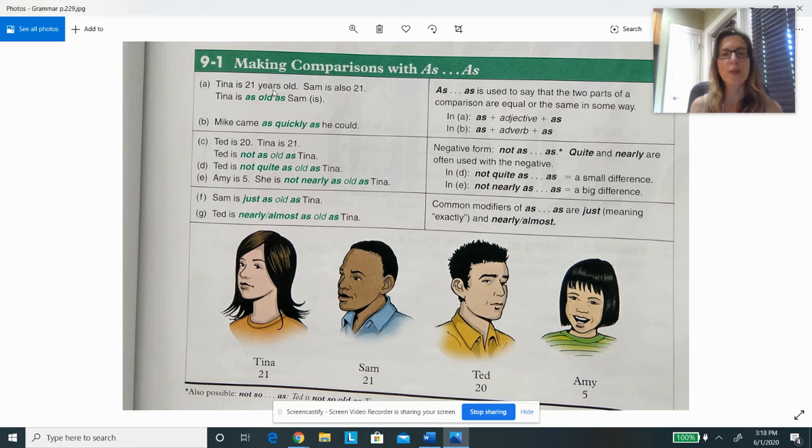Tina is 21 years old. Sam is also 21. Tina is as old as Sam, or Tina is as old as Sam is. You can say it both ways. Now, look what's between. Old is an adjective. So we can put an adjective between the two as words.